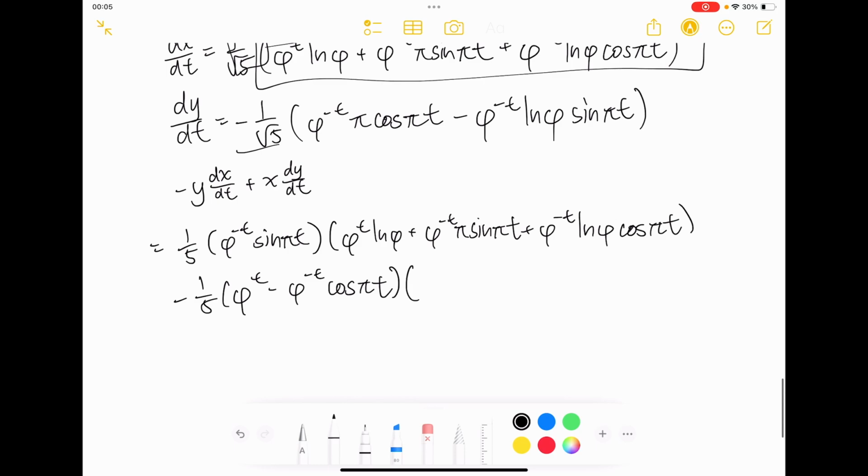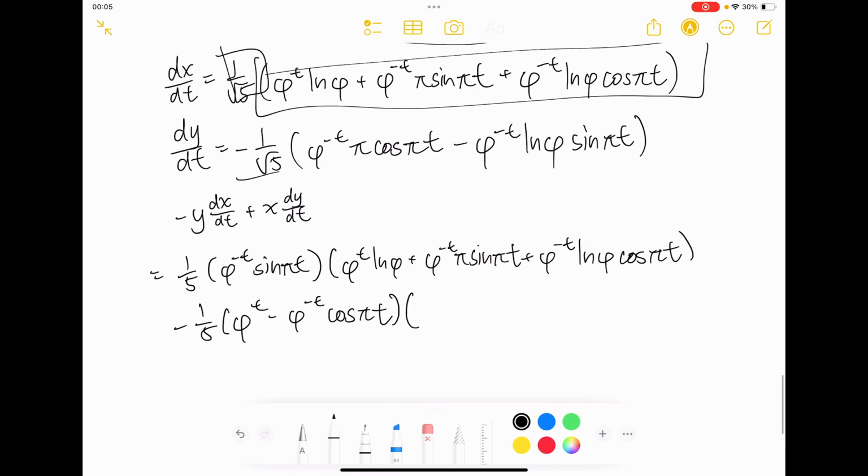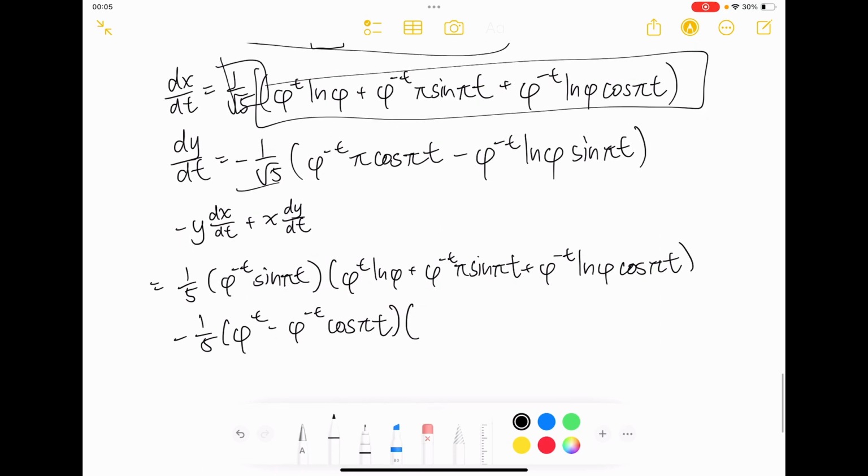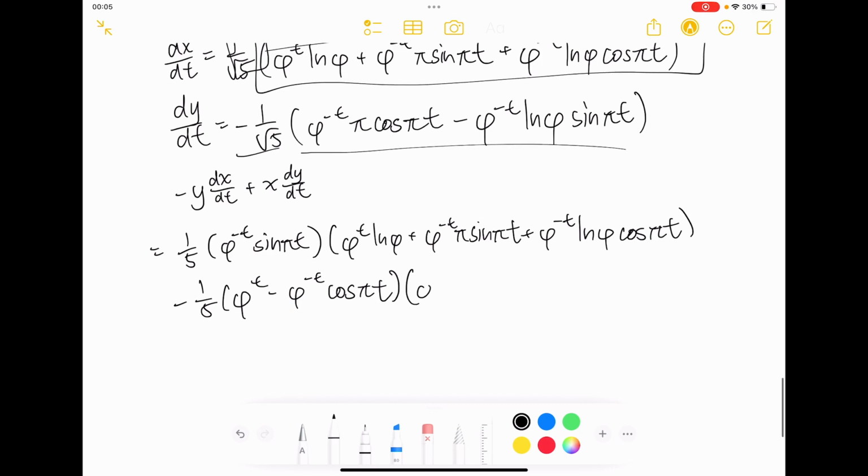But yeah, anyways, I have this massive lisp. That's annoying.